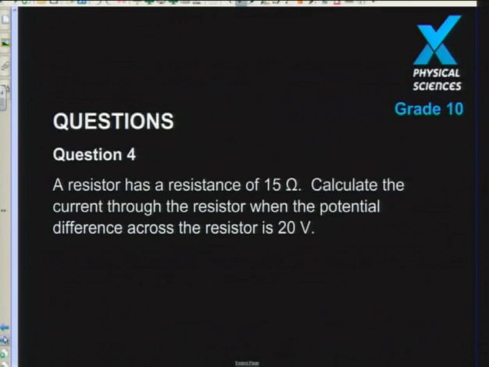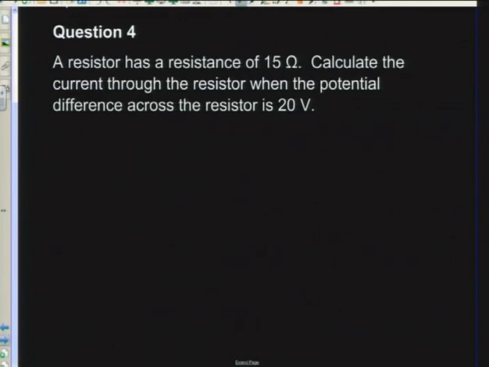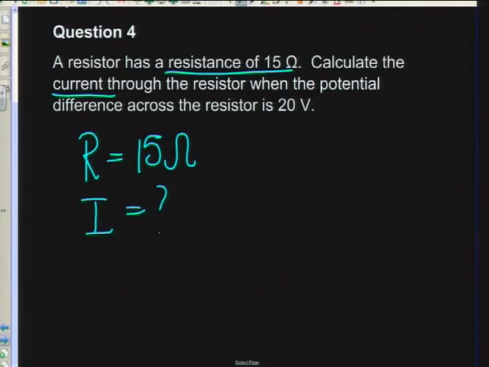So, what do we have here? A resistor. The resistor has a resistance of 15 ohms, so R equals 15 ohms. Calculate the current, so that's I, my unknown, through the resistor when the potential difference across the resistor is 20. So V equals 20 volts.